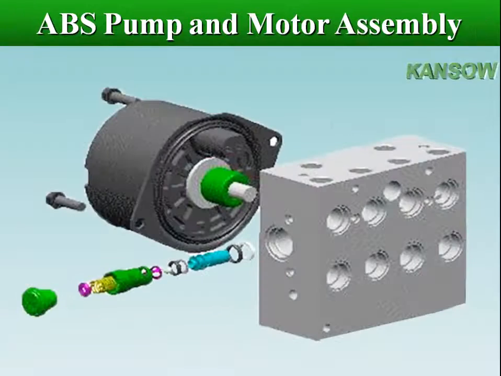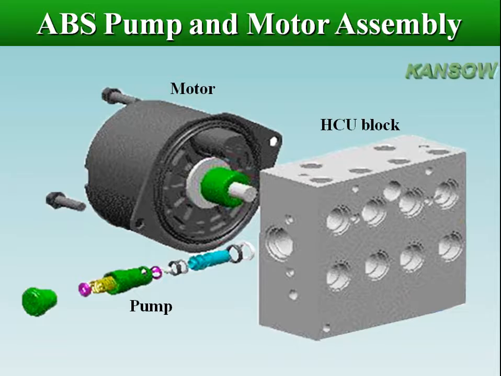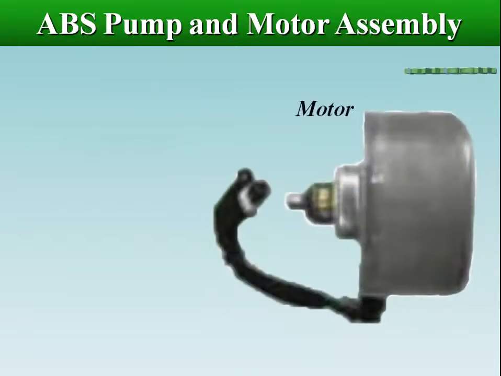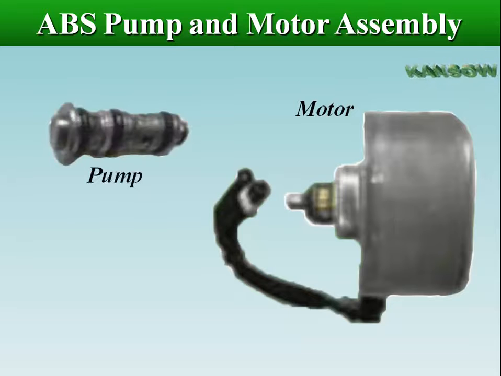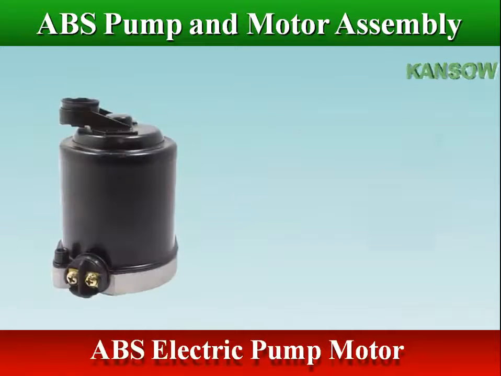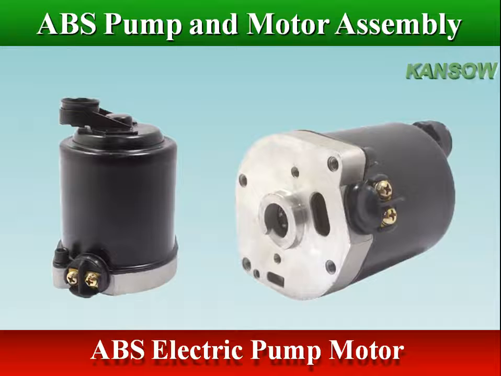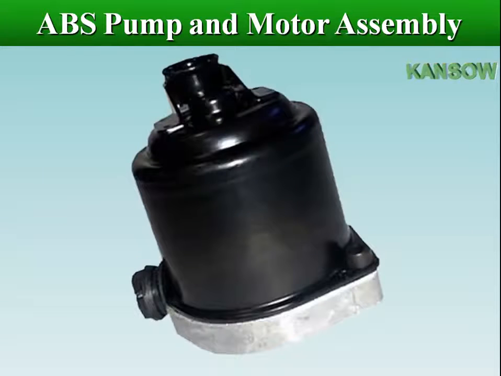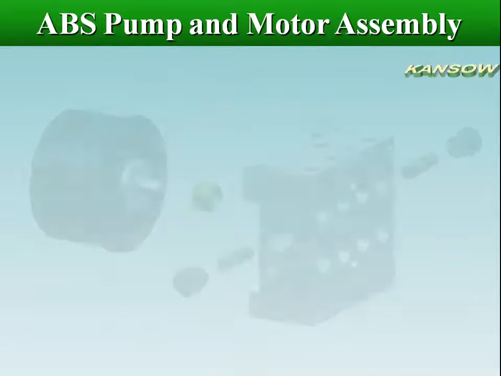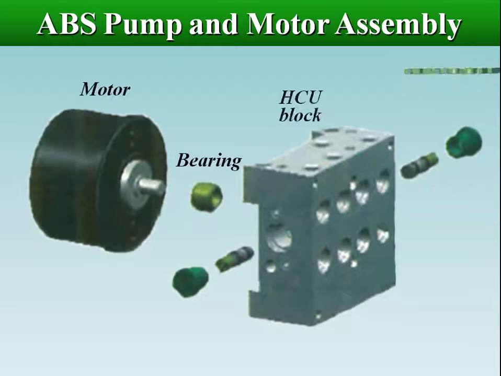The hydraulic block contains the pump that is used to generate the pressure required to lock and release each wheel at high-speed intervals. An electric motor drives a pump inside the HCU unit. The HCU may have one pump and one motor, or it may have one motor and two pumps.